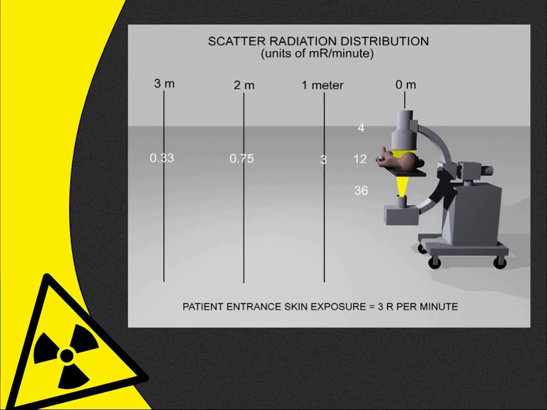Okay, this is an example of the radiation near the C-arm, as you see here, and the tube is below the patient, and the head area is 4, the chest is 12, and the pelvic area is 36. If we move to 1 meter, then the dose will be only 3 Roentgen per minute. And if we go to 2 meters, then it will be 0.75. And if we go to 3 meters, this will reach 0.33. So what we know here is that the dose will reduce if we increase the distance. And 1 meter is enough to reduce the radiation to a quarter.